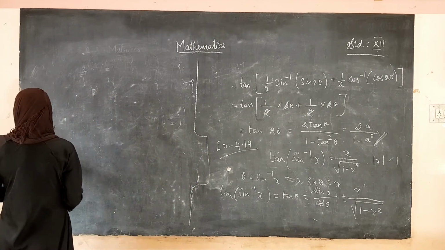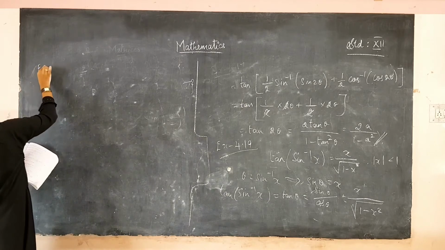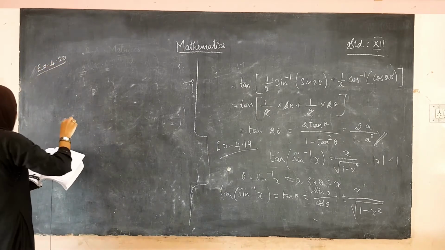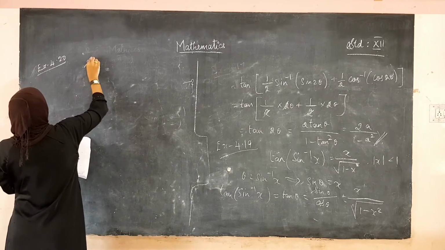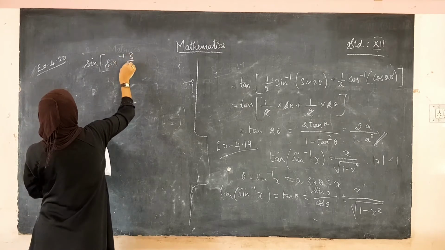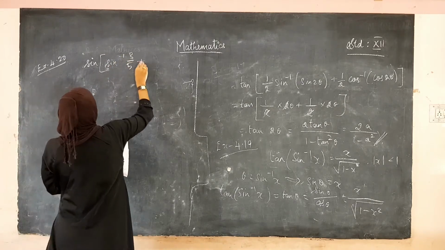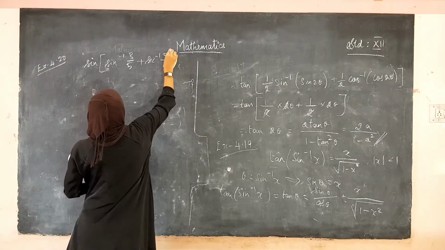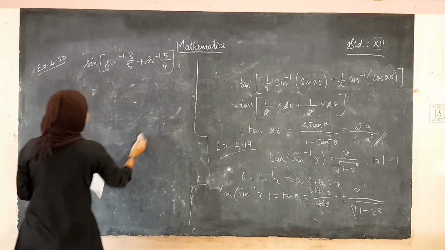Now let us see the next example. Example number 4.20. What's the question? Evaluate. We have to find the value of sine of inverse of 3 divided by 5 plus secant inverse of 5 divided by 4. Okay, we have to evaluate this.